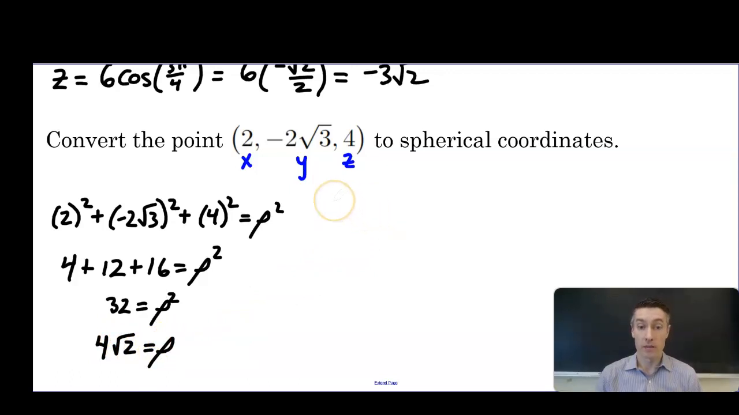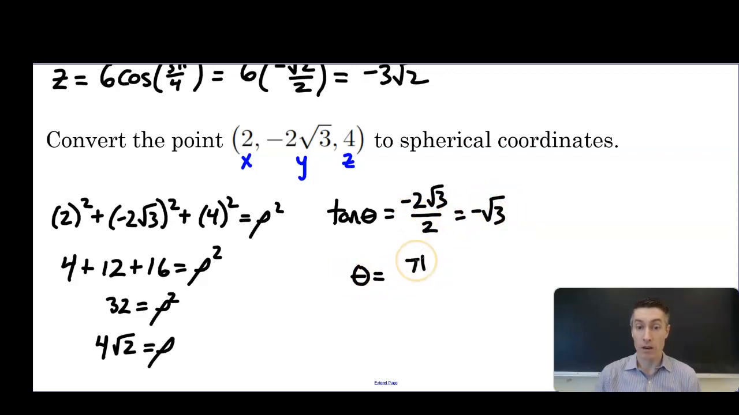For theta, tangent of theta equals y over x, which is negative square root of 3. So the reference angle there is pi over 3. And then again, focusing on the x and y coordinate, positive x, negative y would put us in quadrant 4. So that's going to be 5 pi over 3.